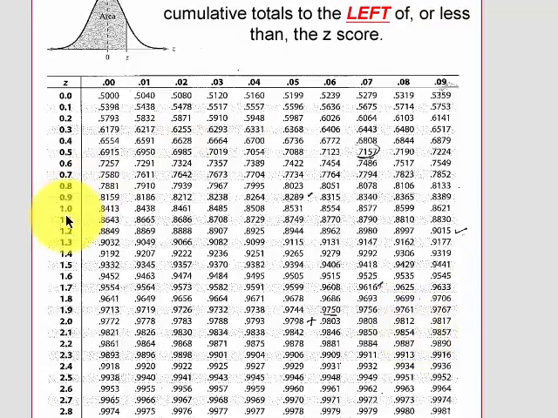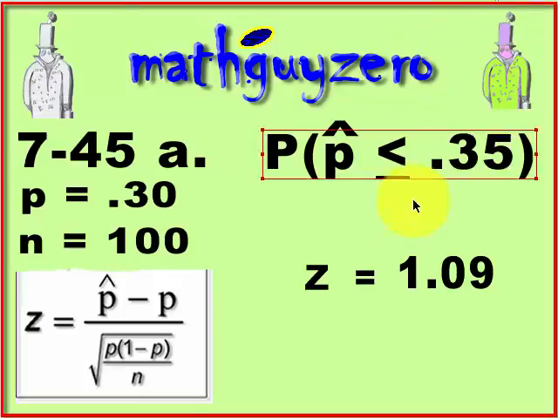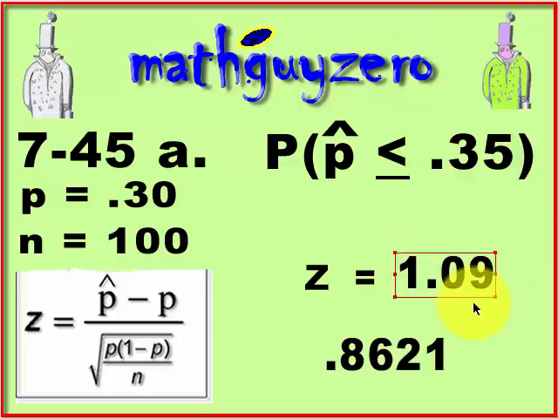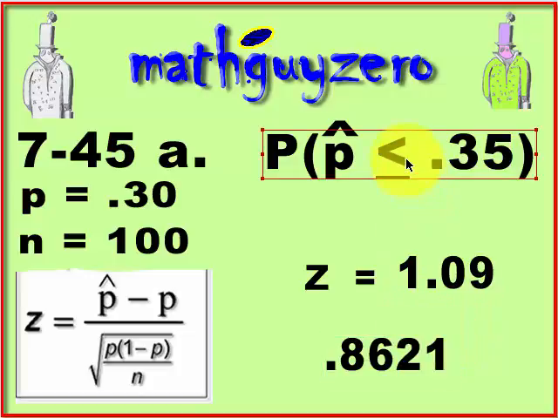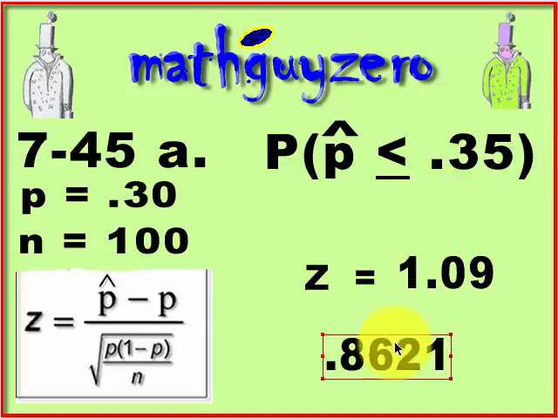So 1.09 is all the way across, so it's 0.8621. And that is the less than or equal to, right? Less than and less than or equal to are the same thing in probabilities. I don't know if you knew that or not, but that should be the answer.